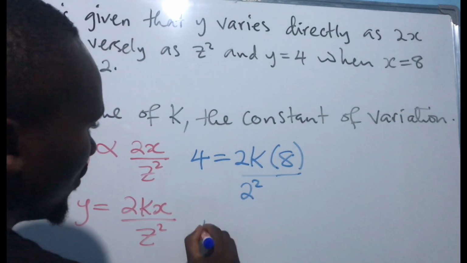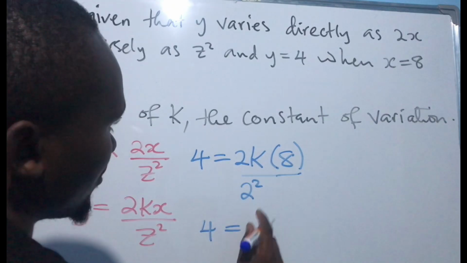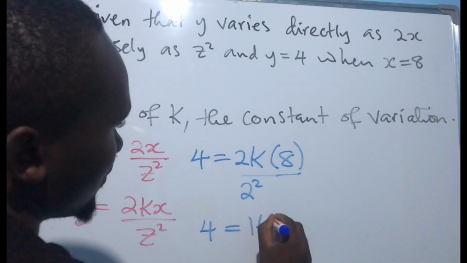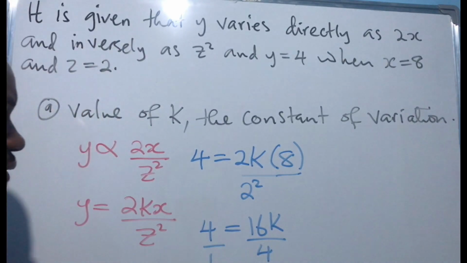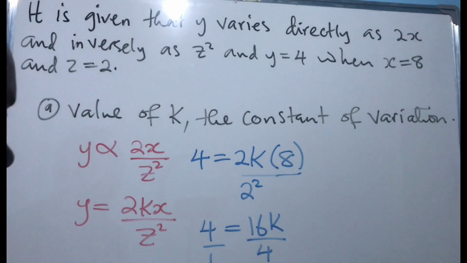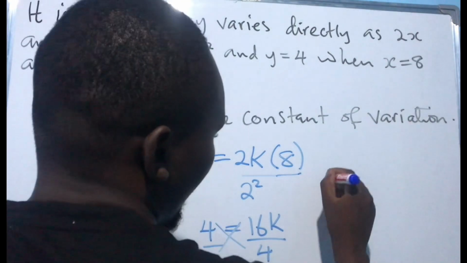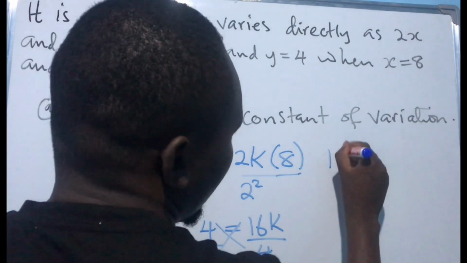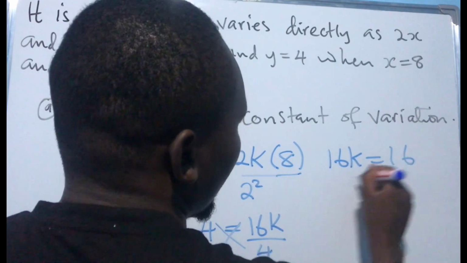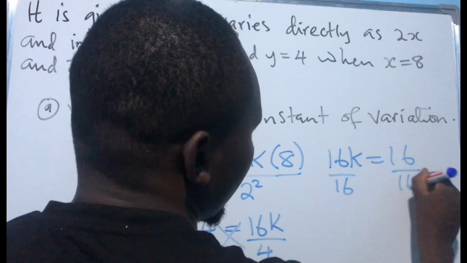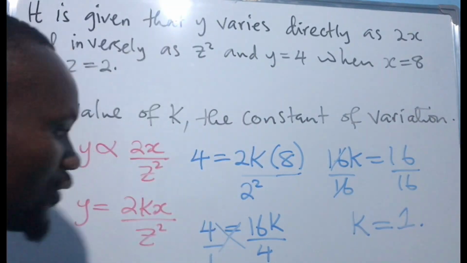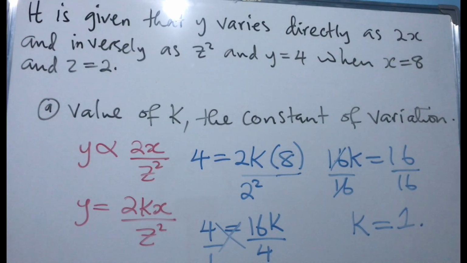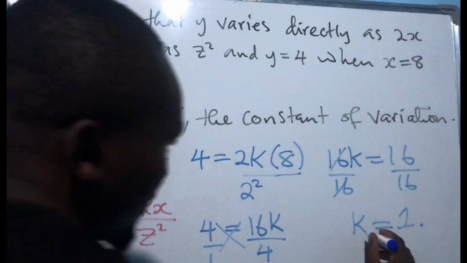Now we bring down the 4, so the 4 will be here. Then this side we can try to simplify. 8 times 2 gives us 16, so 16k over 2 times 2, which is just going to give us 4. This is over 1. Here we can cross multiply, so we'll have 16k equal to 16. Then divide by 16, divide by 16, and cancel out the 16. So this will equal 1. So the value of k, the constant, is 1. Now let's keep that answer.